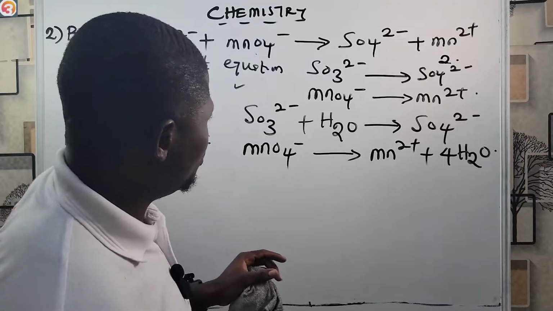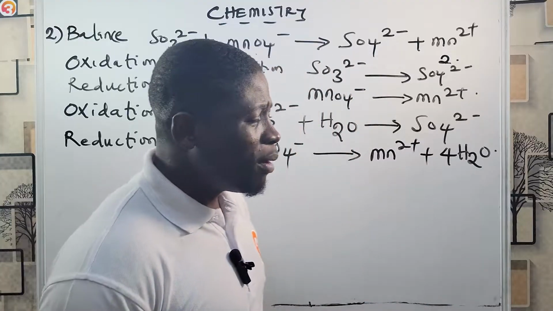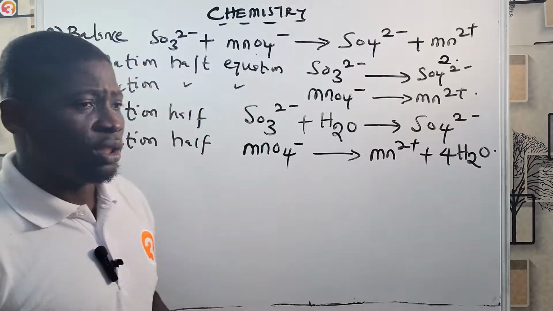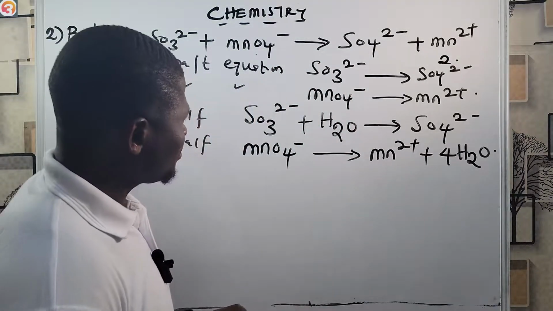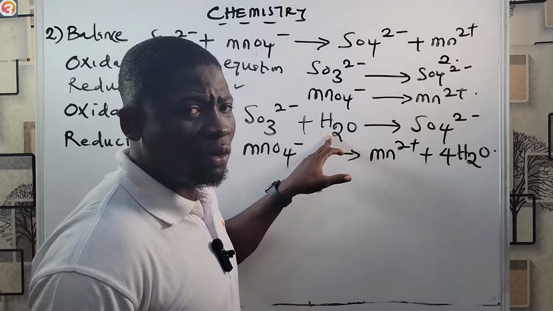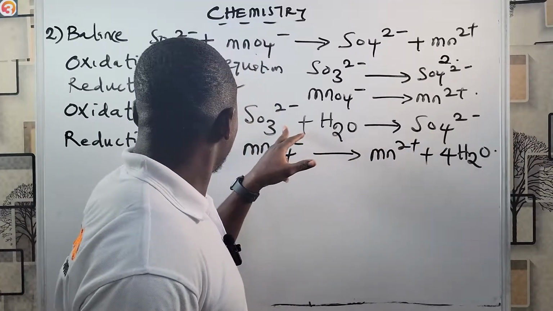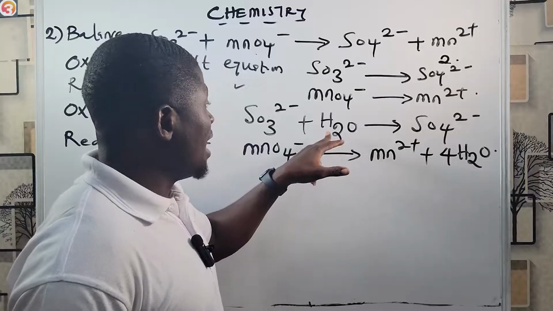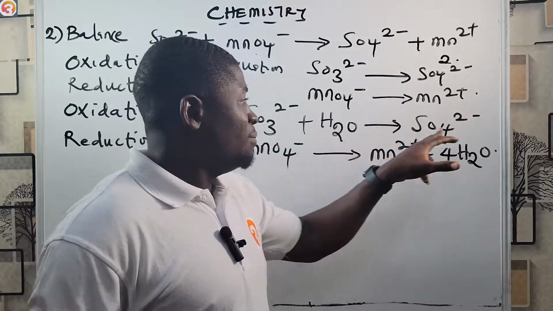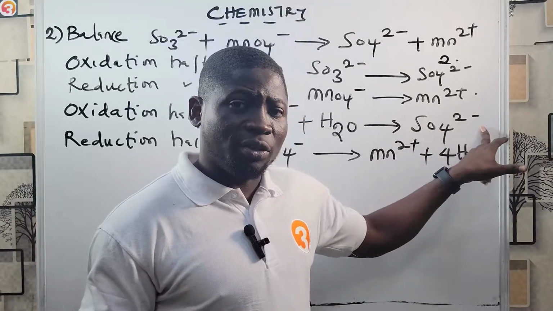Okay, now what's the next thing to do? It is to balance the hydrogen atoms by adding the appropriate number of hydrogen ions to the other side. Now let's see. For the oxidation half, in the reactant side, we have 2 atoms of hydrogen, but on this side we don't have any at all. So we need to add 2 atoms of hydrogen to this side.